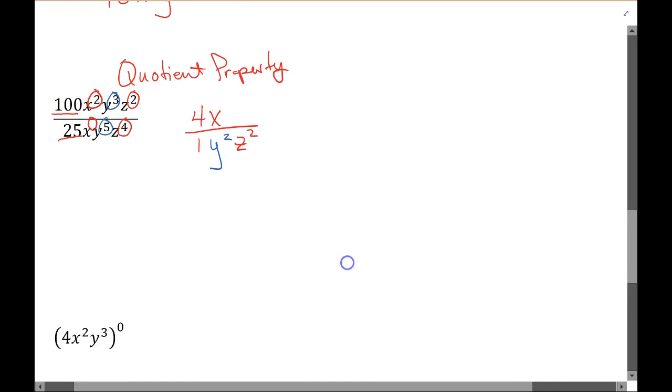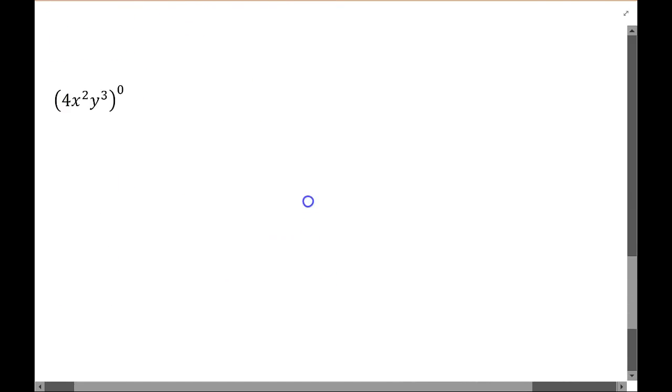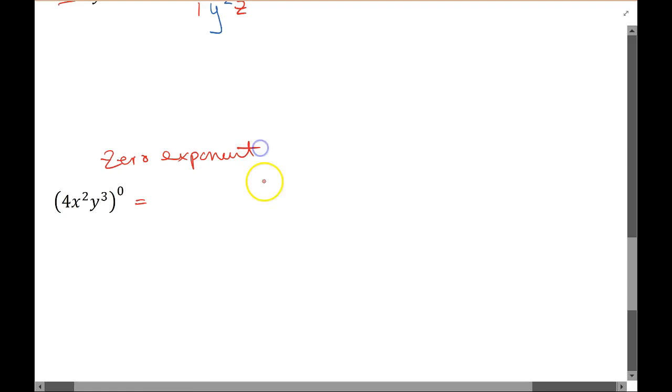All right, and then our last example here is 4x squared y cubed to the 0. And like we said before, it's the easiest property to apply. It's our 0 exponent property. And so anything to the 0 power is 1.